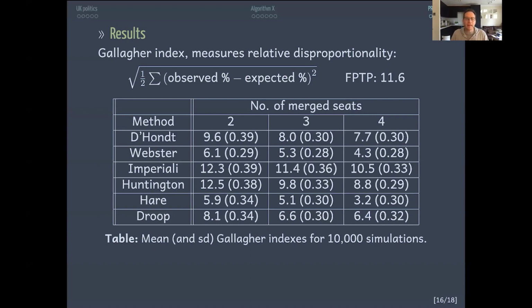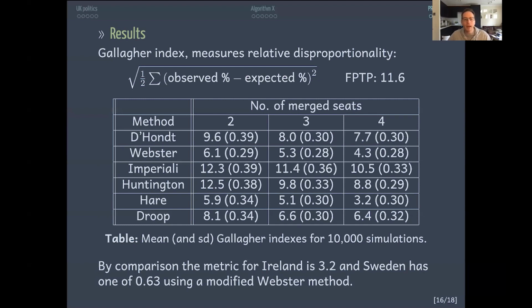But we can see here that there were 2 methods that give us much lower results. The Webster method and the Hare quota method give a Gallagher index of 4.3 and 3.2 respectively. So they're much lower than we'd get beforehand. Just by way of comparison, according to Wikipedia, the metric for Ireland is 3.2. And Sweden has one of 0.63. And they, as I mentioned earlier, use a single transferable vote.